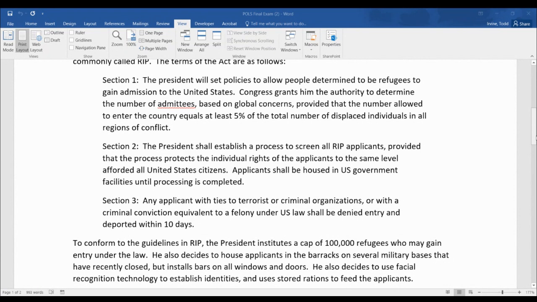All right. Section 2. The president shall establish a process to screen all RIP applicants, provided that the process protects the individual rights of the applicants to the same level afforded all United States citizens. Applicants shall be housed in U.S. government facilities until processing is complete. I'm going to stop there because there's something important to note here.